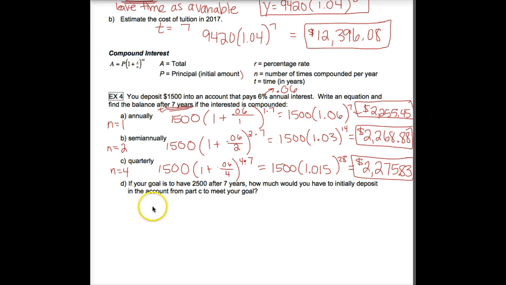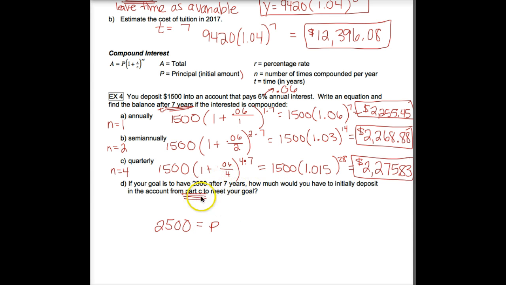All right, last question. If your goal is to have $2,500 after 7 years, how much would you have to initially deposit into the account from Part C to meet your goal? So if I want to have $2,500, that means $2,500 is what I want my total to be. So that's what it's equal to. And how much would you have to initially deposit? That's what I don't know. So P is going to be my variable here.